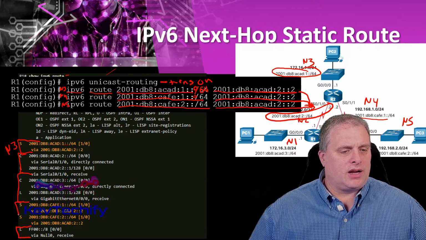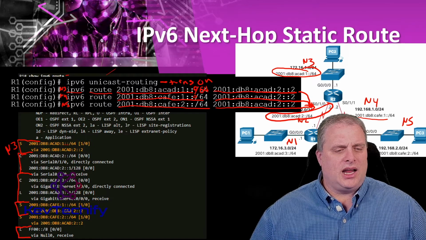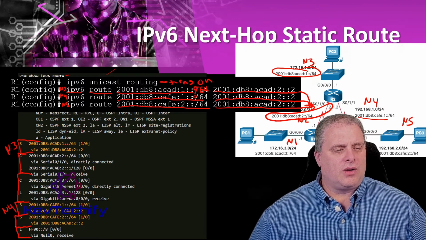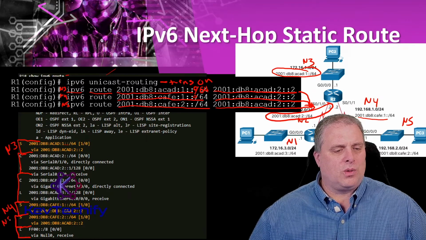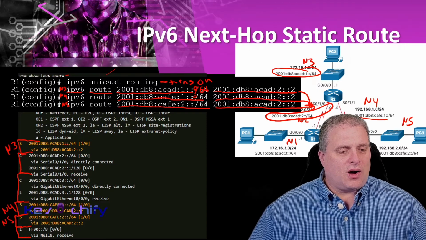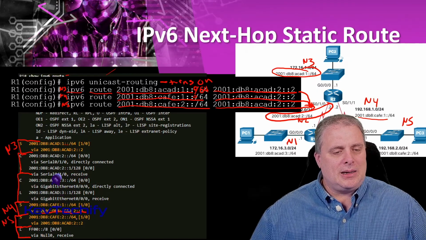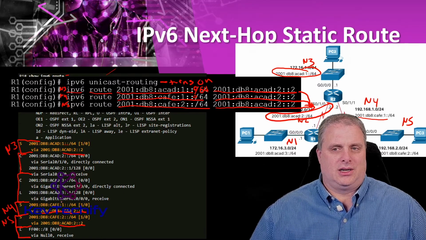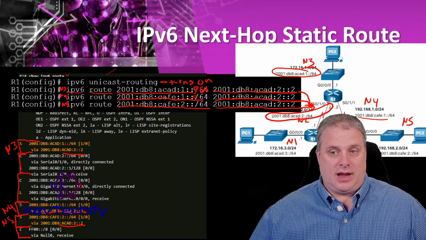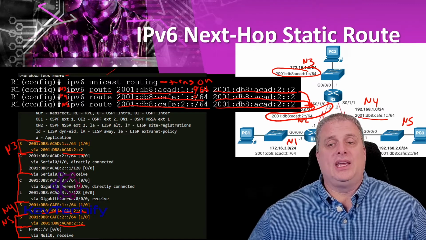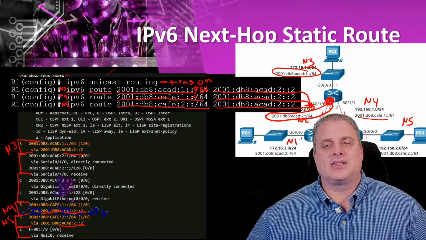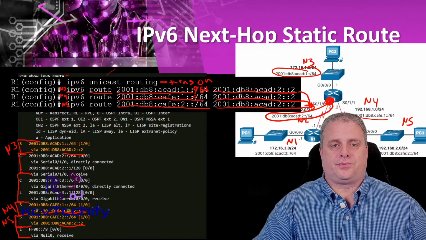Right here we have 2001:DB8:CAFA:1. This is for our network 4. And the last entry in our routing table is for network 5. Notice they all have that same next hop IP address, which, as we look at the charts, is how we get to these networks. They all have to go through that next hop IP address right there.